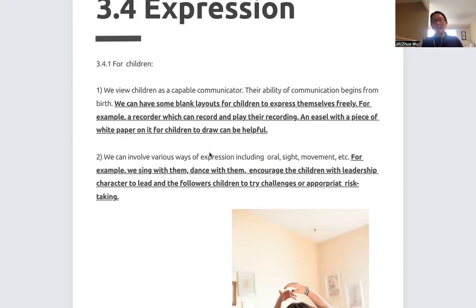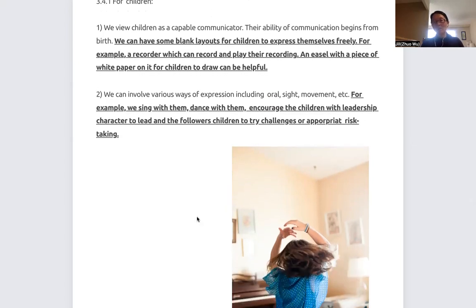For example, we can have a piece of blank paper, so they can draw whatever they want on it. And we can have a recorder, so they can record and play the recording. We can also have a display space for them to put their works on. Third, we can involve various ways of expression, including oral, sight, movement, etc. For example, we sing with children, we dance with them, even if I'm not a good dancer, but I would like to dance with them. I would like to have fun with them.